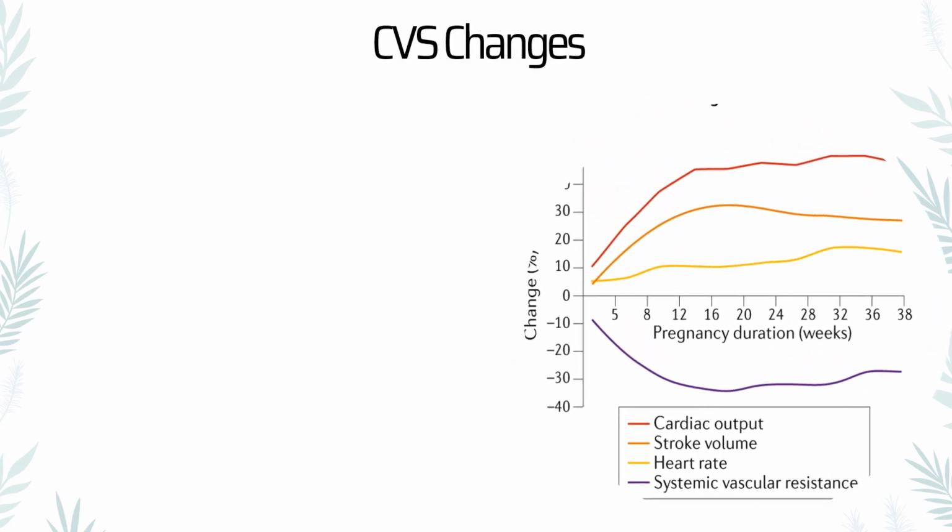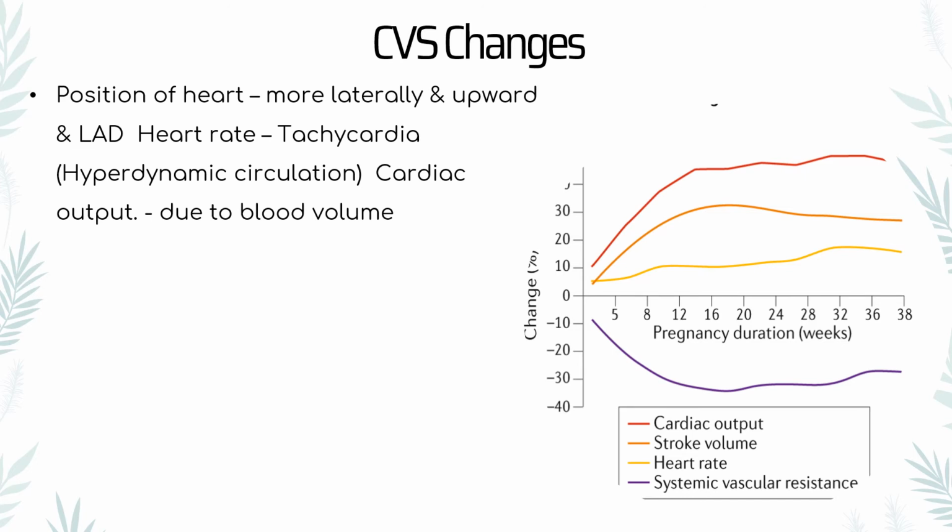CVS changes. Position of the heart. The gravid uterus pushes the diaphragm upwards, resulting in the change in the position of the heart. So the heart is displaced laterally upwards and slightly rotated to its long axis. So the apex of the heart shifts laterally because of the changes in the heart position.